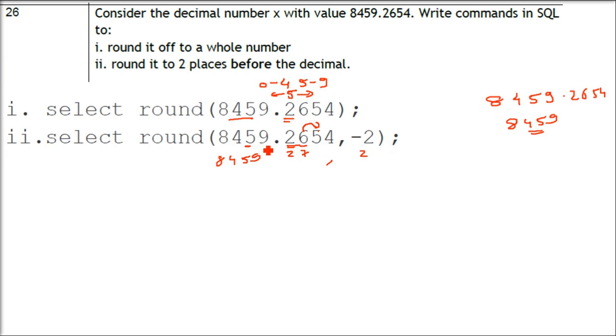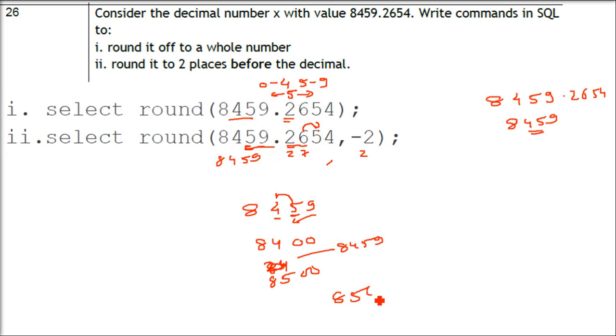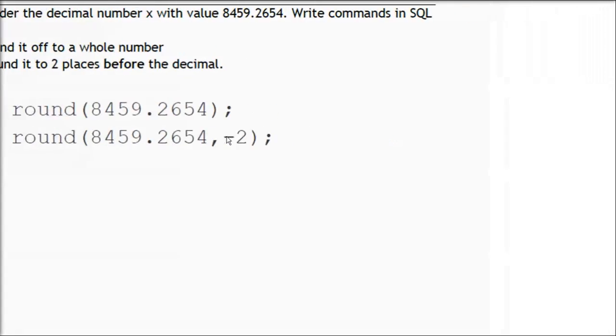But minus 2 means you are going left of the decimal, leftwards from the decimal. So 8459 is there, and now you are going 2 values ahead. So it can be 8400 or it can be 8500. Because you just want 84 and you don't want 59 now, what value can it take, 8400 or 8500? Since 2 places before the decimal you already come to 5, you just want 84 as the number, and the other can be 00 or whatever. So 59, 5 is greater than this, so it will be 8500.